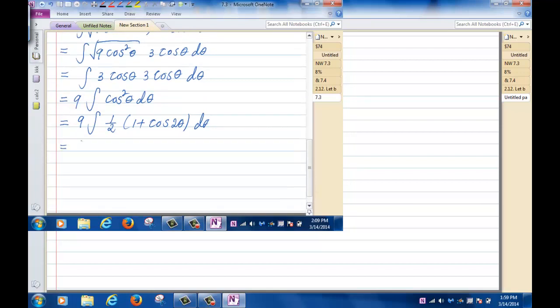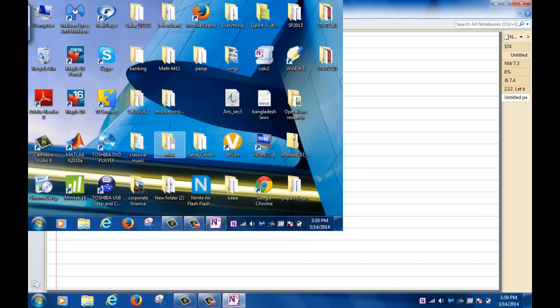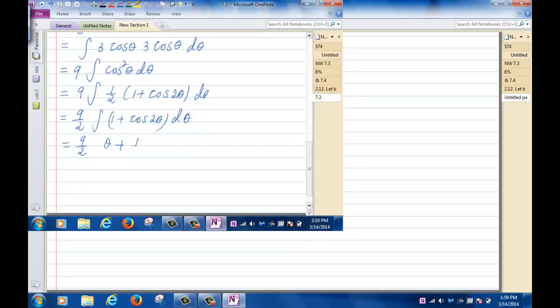Take the half outside, you get 9/2. So you have 1 plus cosine 2 theta. And this is 9/2. What's the integral of 1? Theta. What's the integral of cosine 2 theta? One half sine 2 theta. Everybody realizes where that half comes from.